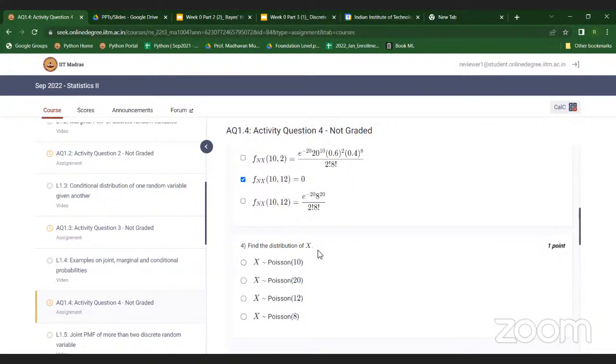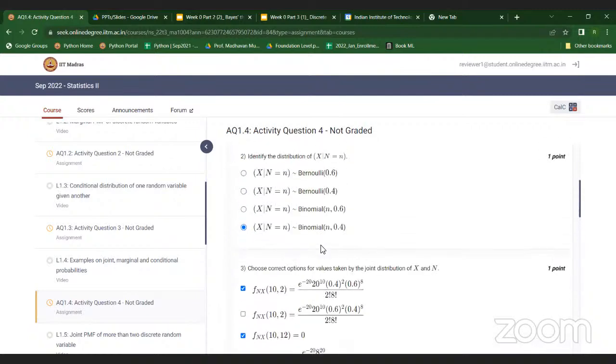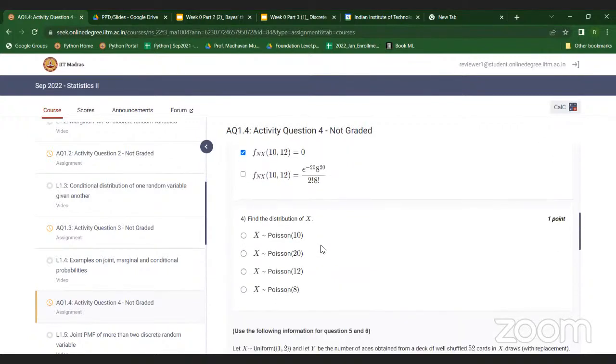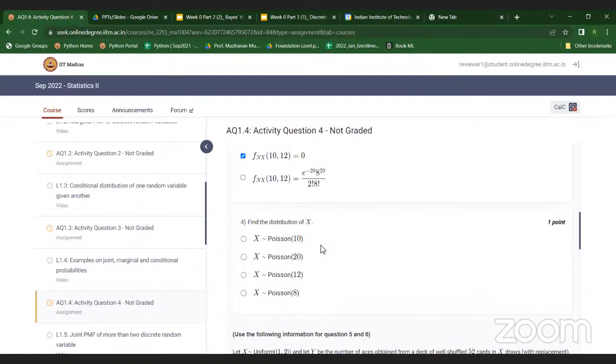Find the distribution of X. Sir, this question, I have tried it many times but it doesn't work out for me. How to solve this question, sir? Can you repeat? I tried many times to solve this question. Can you just try to solve this as well? The fourth question. Yes, sir.